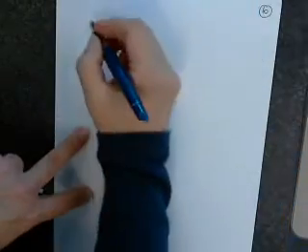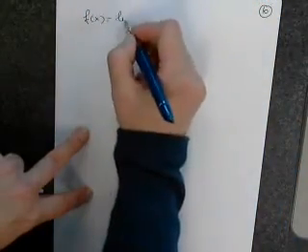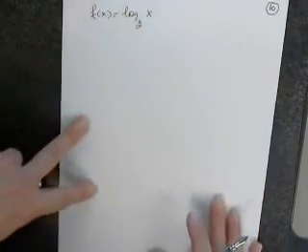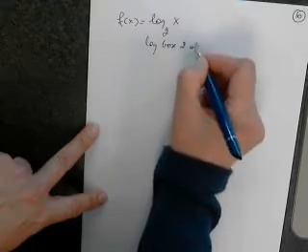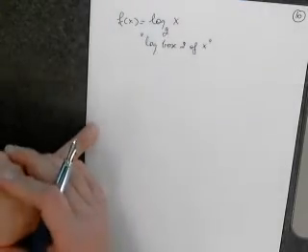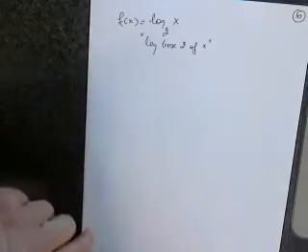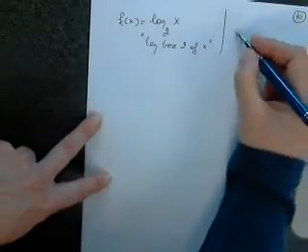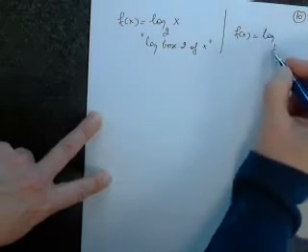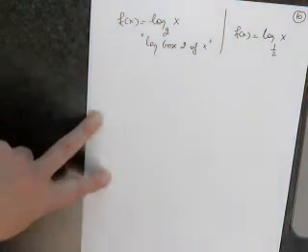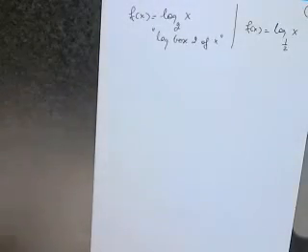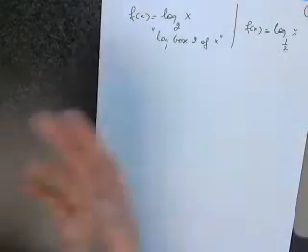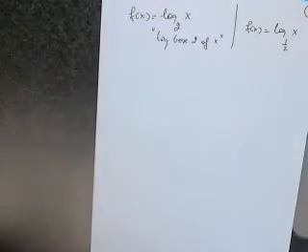Okay, so let's graph the log again from scratch. So let's say f of x equals log base 2 of x. One more time, log base 2 of x. That's how we read it. And then the other shape, f of x, log base 1/2 of x. Which of these two functions will be increasing on its domain? The one with base 2 or the one with base 1/2?